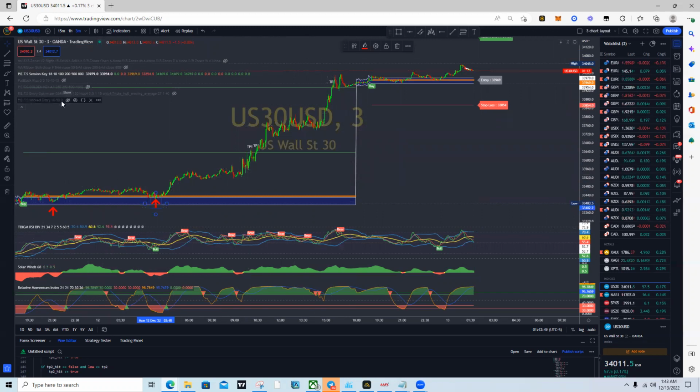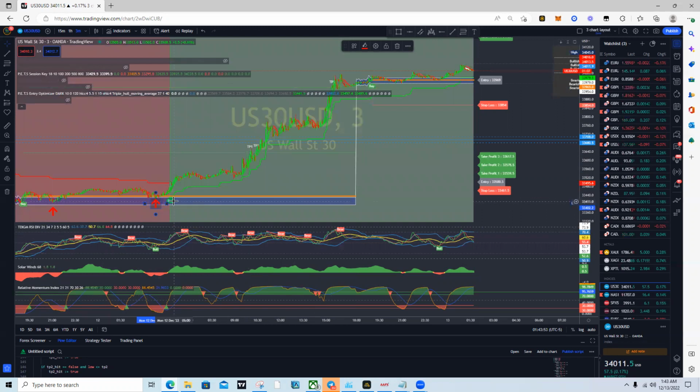But then if you add the entry optimizer, you have a confirmation, a second confirmation to get into a buy. Now you have areas to move your stop loss, right? Notice here what happened. Currently, we got another buy from the session key tool. This is our third buy. This is our late buy, and this buy is in profit.